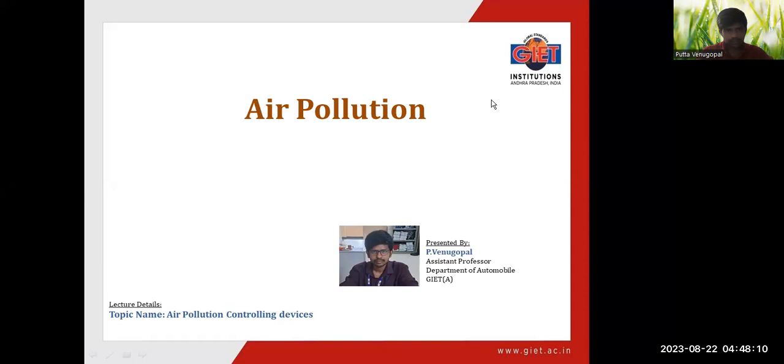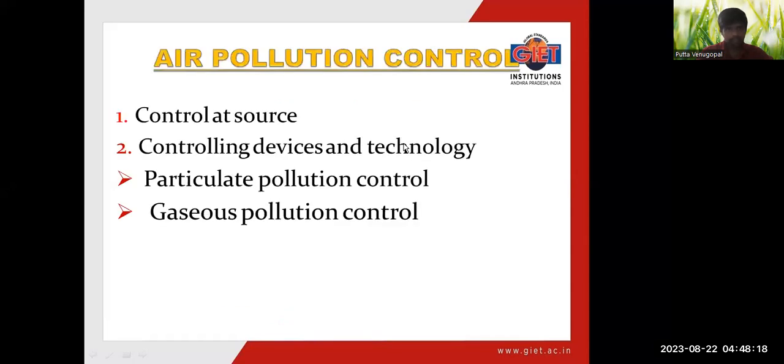Today's topic is how to control air pollution by using different types of control devices and different types of control technologies. Basically, air pollution is of two types. The first one is particulate pollution control. Another one is gaseous pollution control.